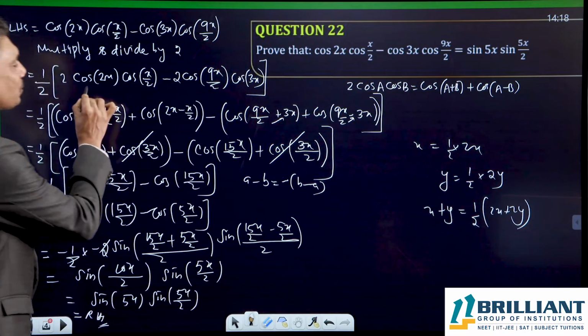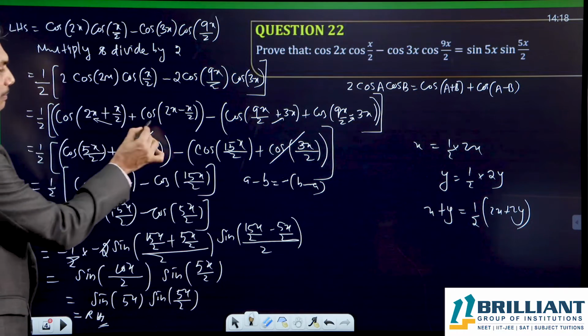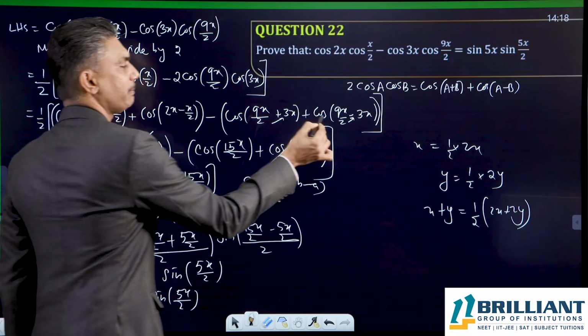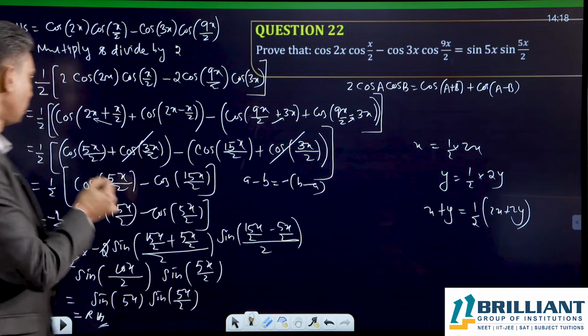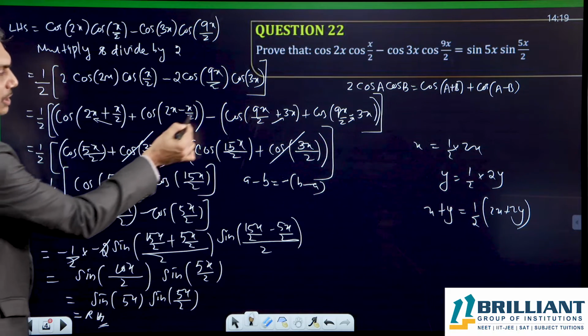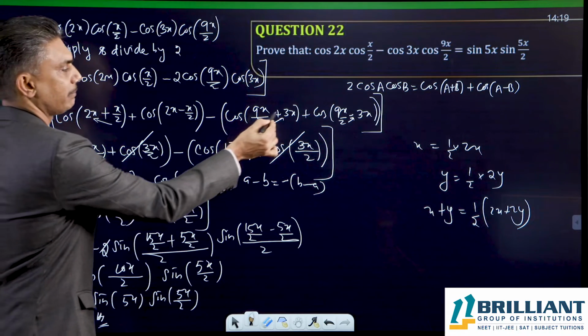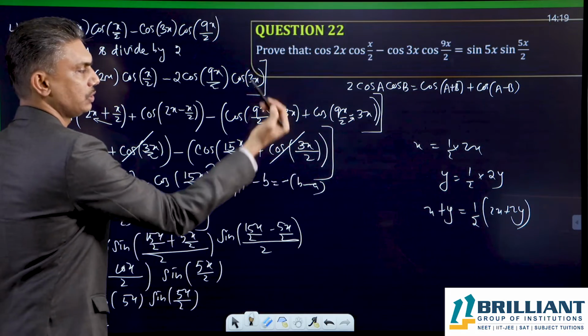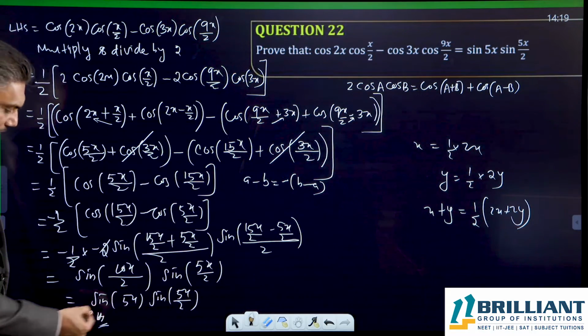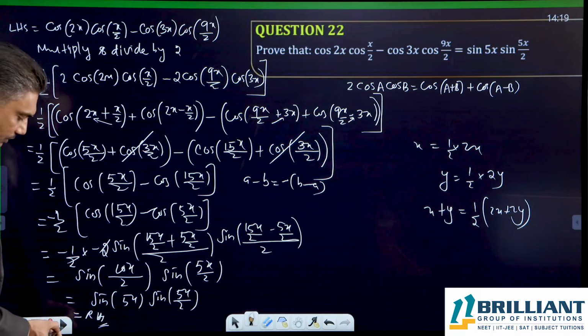Again, 2 cos A cos B is cos of A plus B plus cos of A minus B. So, cos 5x by 2 plus cos 3x by 2 minus cos 15x by 2 plus cos 3x by 2. So, you can simplify it. Hope you can go for the next question.